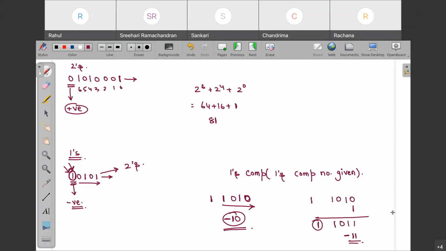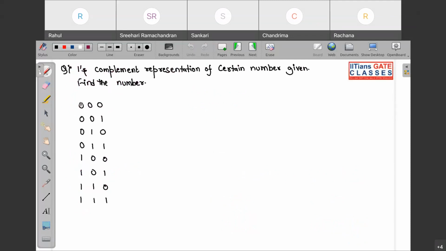Do we have to take 2's complement in the previous question? No, this is a positive number. For a positive number you don't need to take the 2's complement once again. This is what I am trying to explain. Only for negative numbers you need to take the complement once again. If your sign bit is 1, then only you need to take it. If your sign bit is 0, then for positive numbers the sign magnitude representation, 1's complement and 2's complement remain the same.